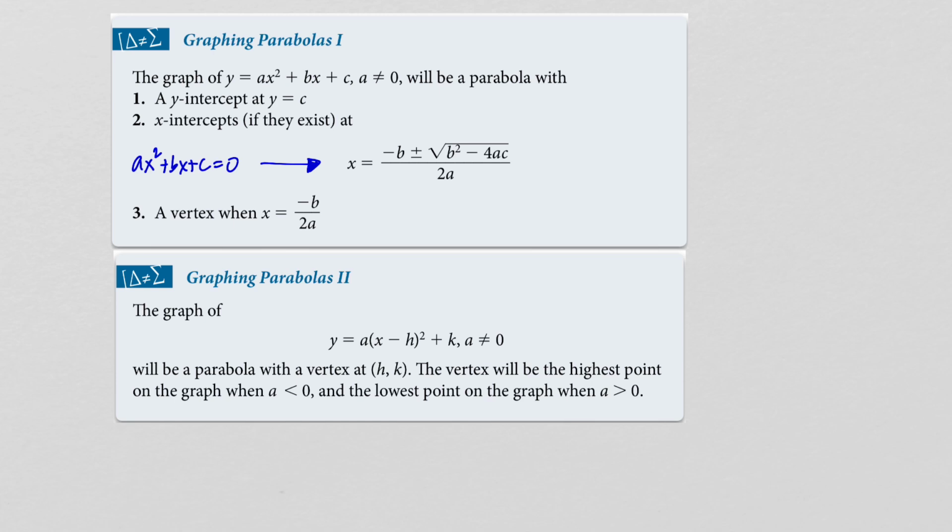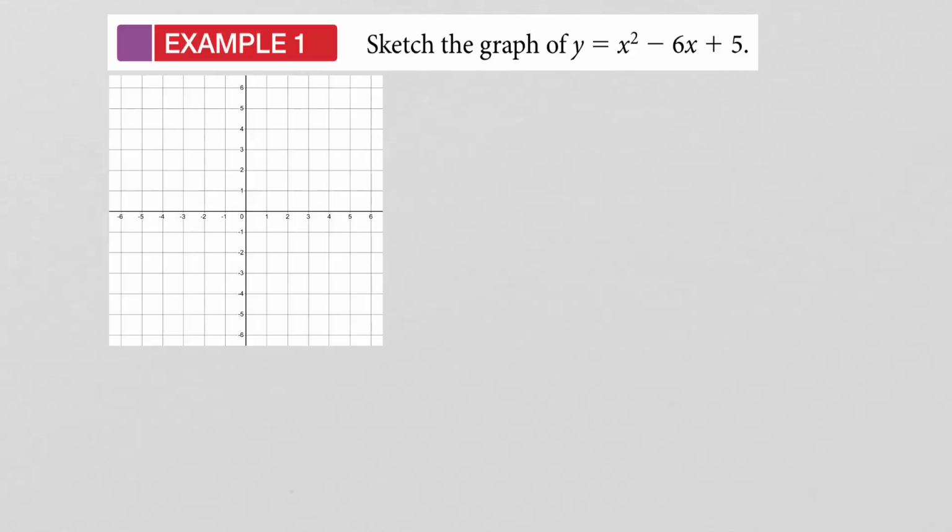And then we'll talk about how to graph parabolas using the second method. So this is when you write the equation in so-called standard form, where you can look at the vertex by simply observing these numbers here. So let's go ahead and take a look at some examples.